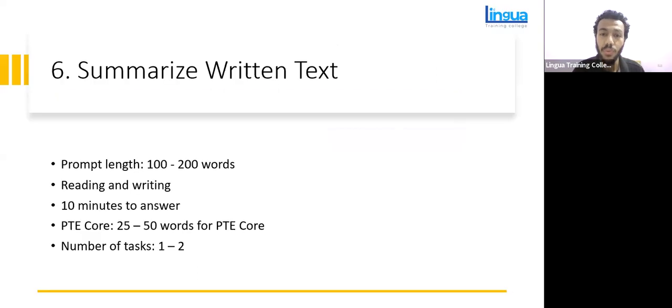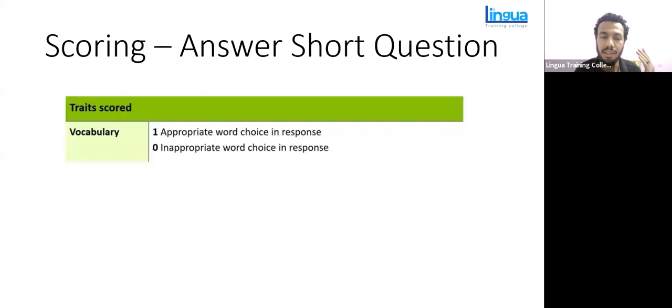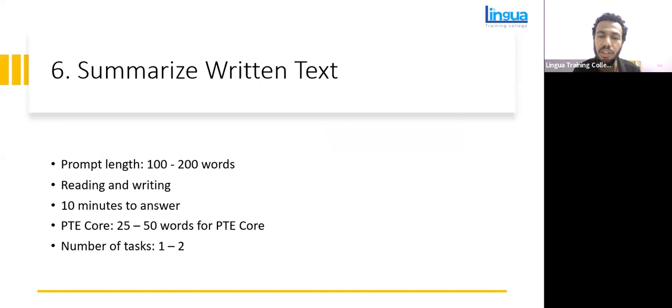And moving to the next one will be summarizing a written text. You have a text of 10 to 20 words. This will help you. This is now writing. So by answering short question, this is the end of speaking. Now we're moving to the writing. You get two questions. First is summarize the written text, and then write email.